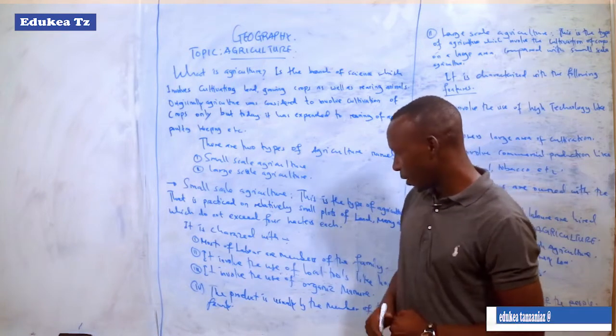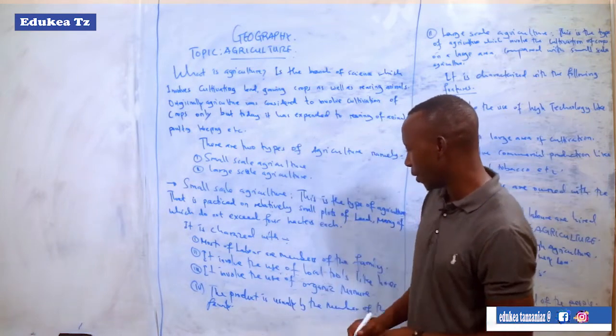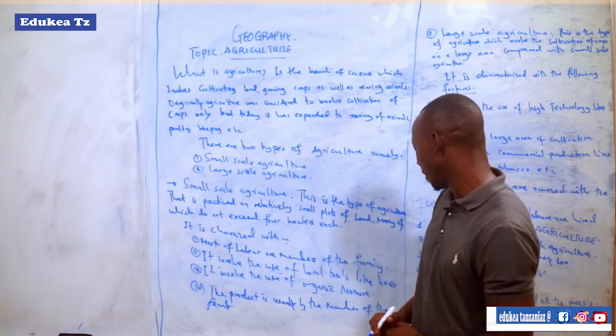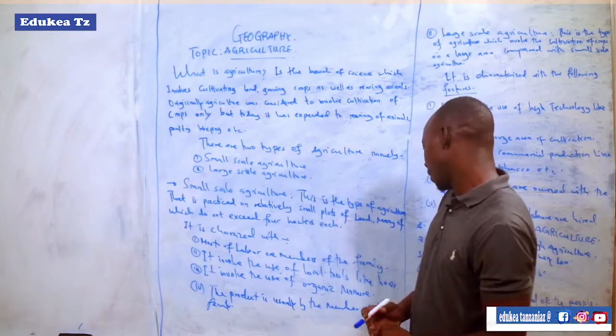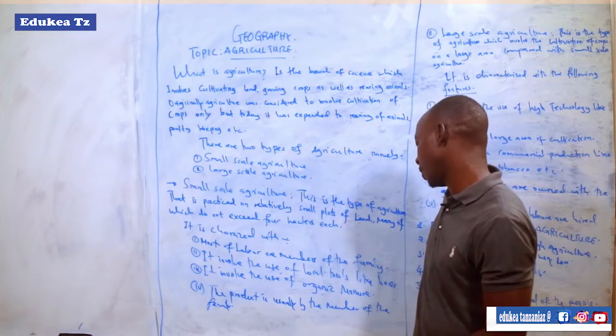After looking at these characteristics, let us look at another: the product is usually used by the members of the family.